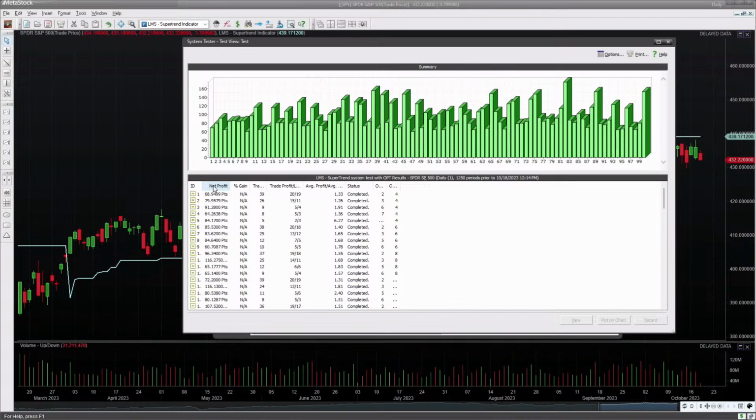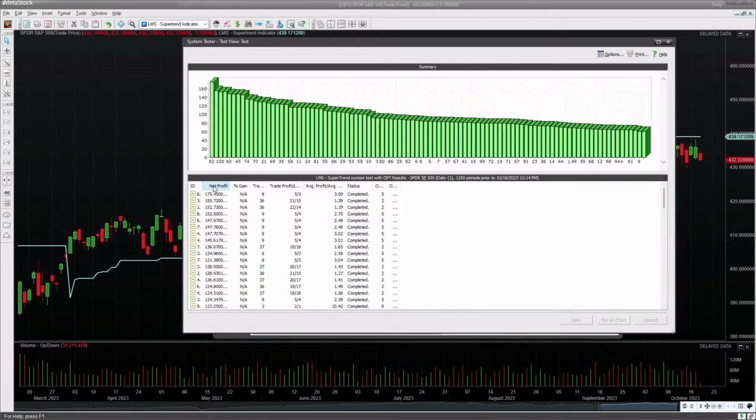Now over here on the net profit, I'll click on this, for example, and we'll sort on that. And you can see that the top one here generated 175 points. There were 8 total trades. There were 5 winning trades and 3 losing trades. And the average profit to average loss here is 3.09.